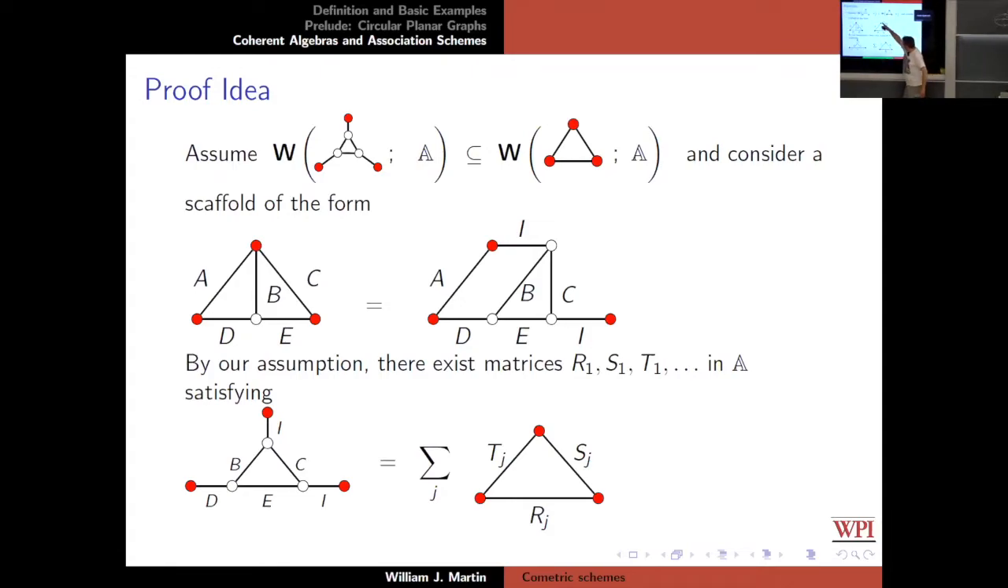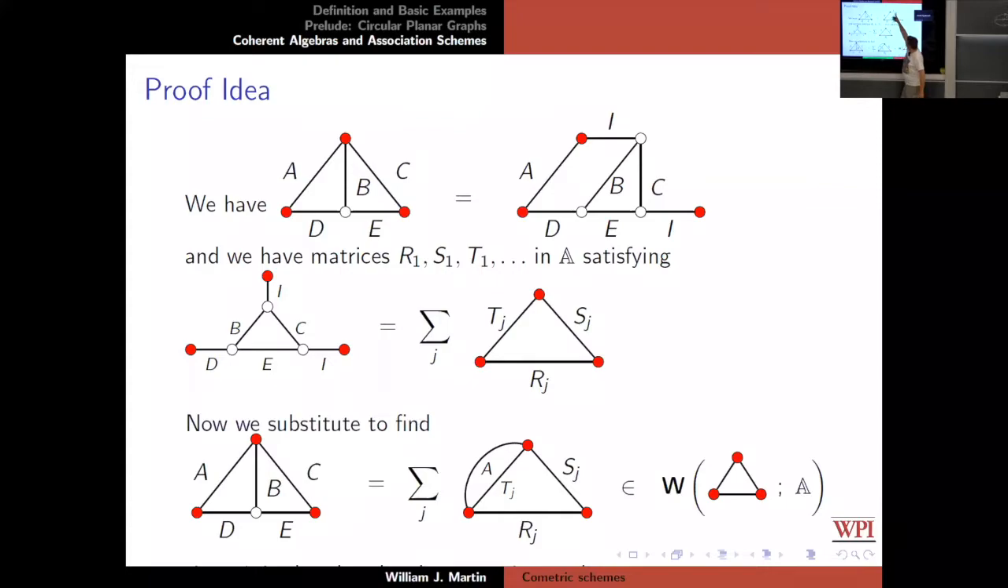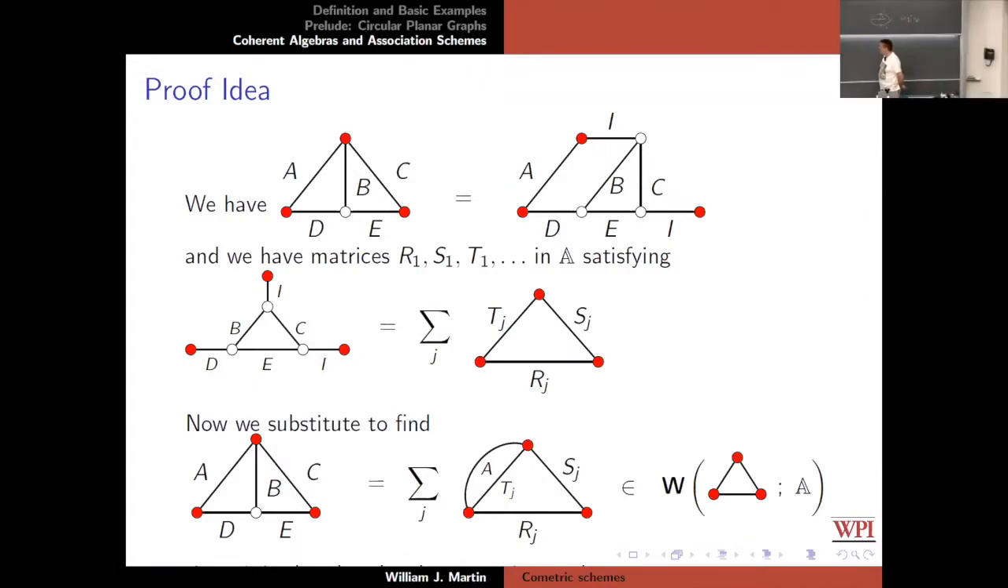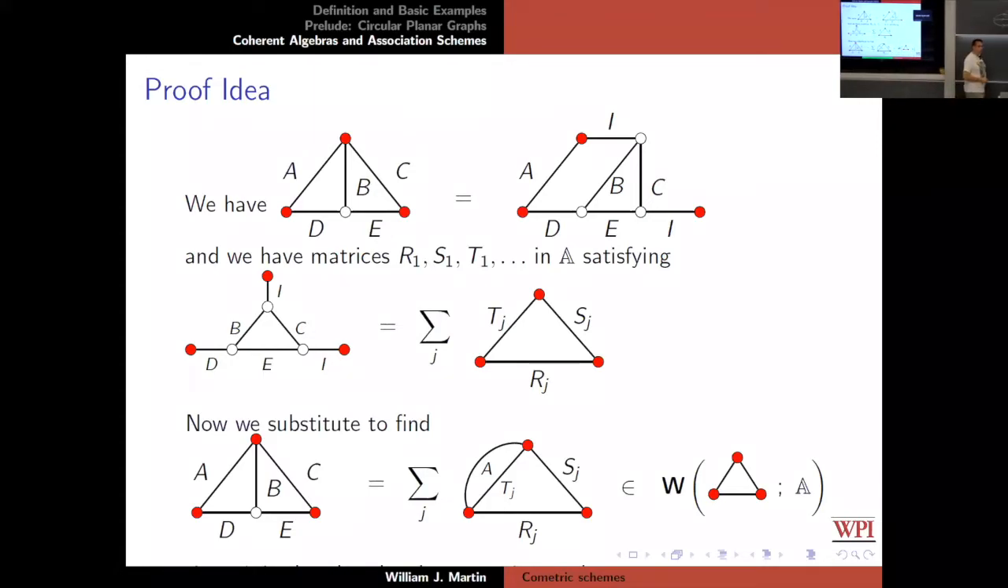So I can take that gadget right there. I'm just repeating what I had, assuming that that gadget is the sum of these gadgets. I can replace that gadget in the left diagram by this sum here, and it's a sum of scaffolds that look like this. Our algebra is a coherent algebra, so we're assuming that it's closed under entrywise product. So that is in this space.